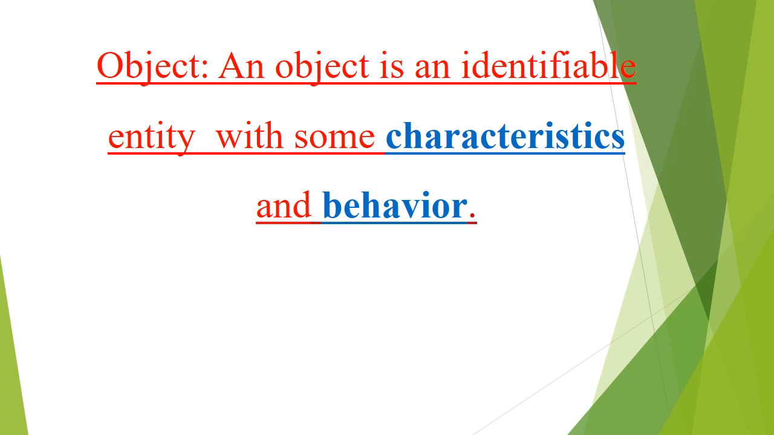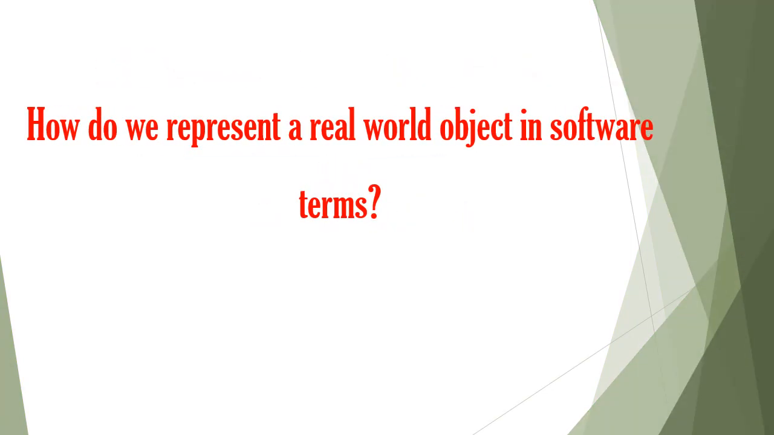In the last class, we discussed objects and the features of an object. We learned that an object is an identifiable entity with some characteristics and behavior. In today's class, we will discuss how to represent a real world object in software terms.